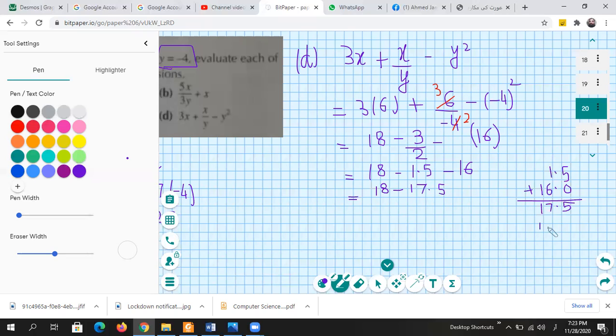So 18 is a larger number, so we'll subtract it: 18 minus 17.5. Why are we subtracting? Because their signs are opposite. So take carry from 8, so it will become 7. This will become 10, 10 minus 5, 5. Point as it is, 7 minus 7, 0. And this one. So our final answer is 0.5.